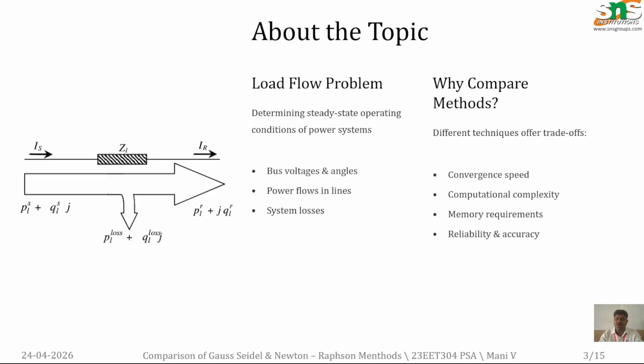So why do we have to compare the Gauss-Seidel and the Newton-Raphson? It is mainly to compare the convergence speed, the computational complexity, the memory requirement, and the reliability and accuracy of the Gauss-Seidel and the Newton-Raphson method. For these reasons, we have to compare these two methods.